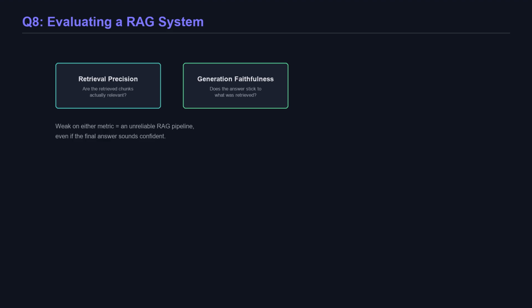Question 8. How do you evaluate whether a RAG system is actually working well? Look at retrieval precision. Are the retrieved chunks actually relevant? And generation faithfulness: does the answer stick to what was retrieved, or does it hallucinate beyond the source material?